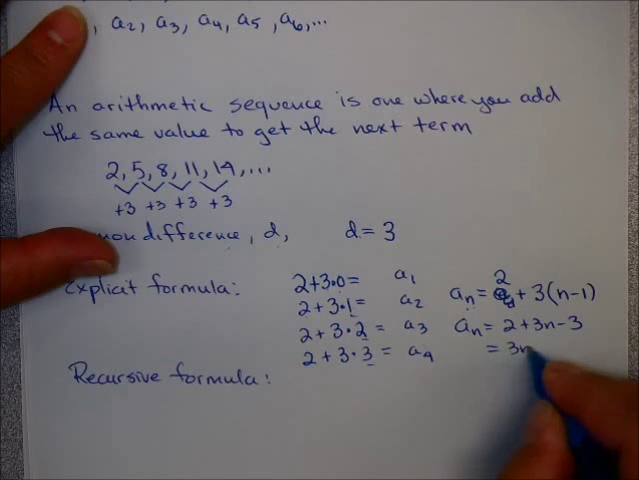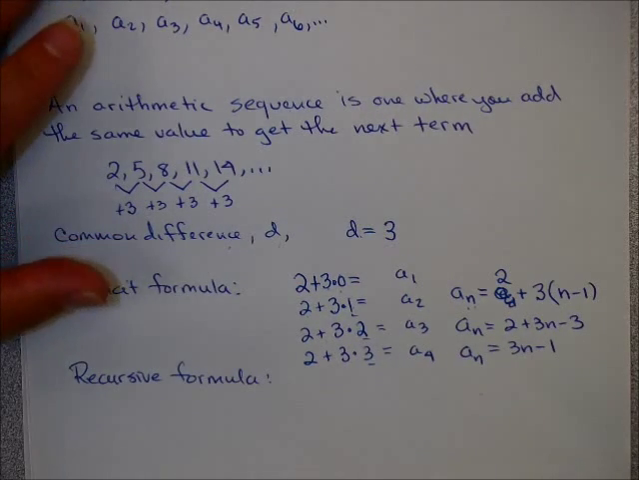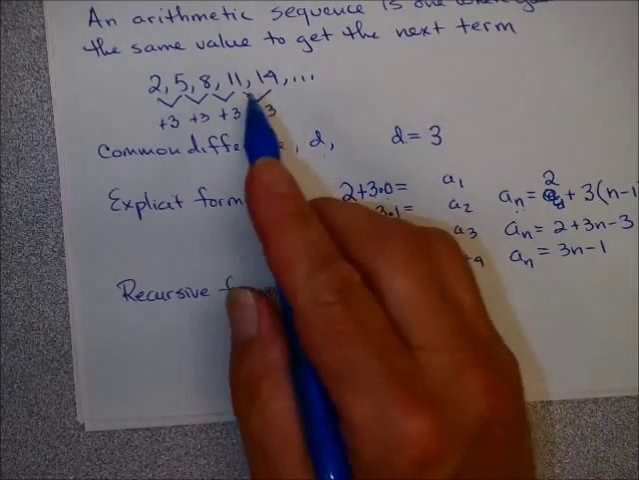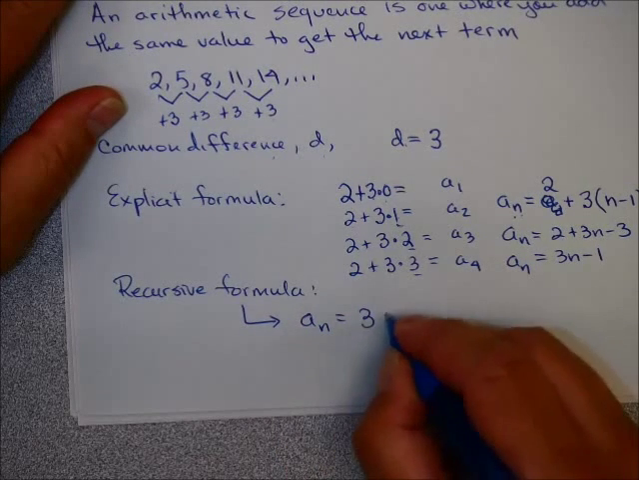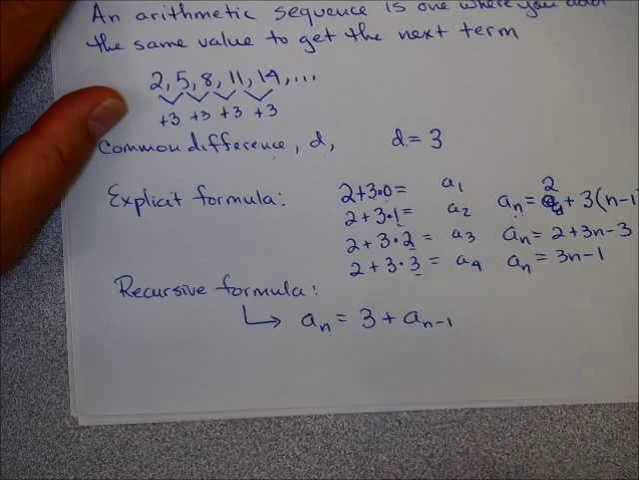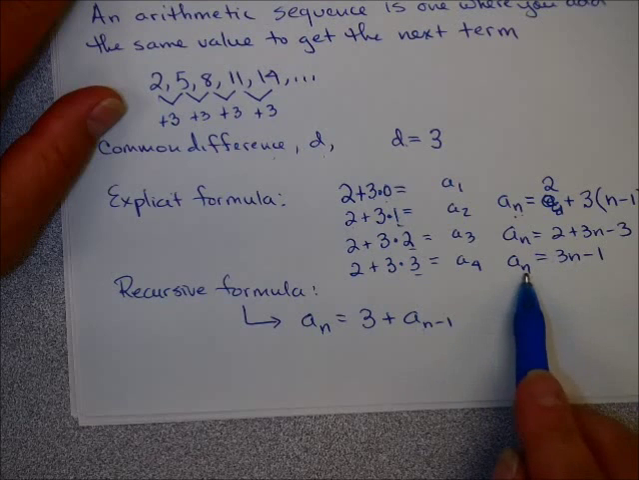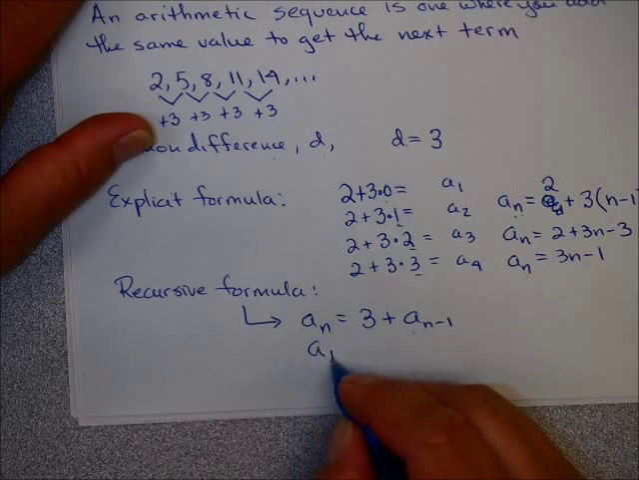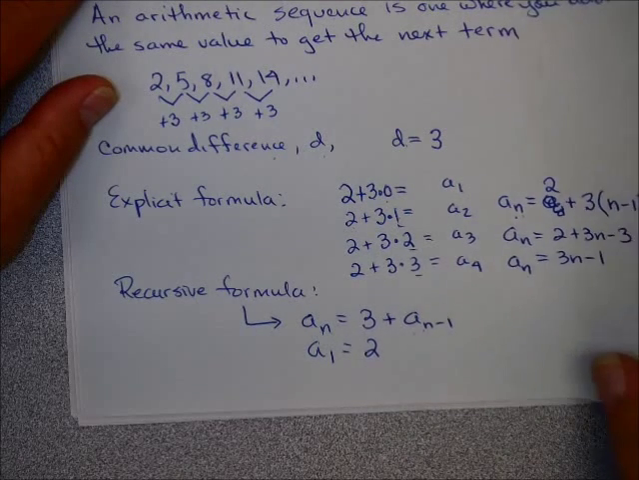Another way to write that is 3n minus 1. So that's called an explicit formula. It might be easier to think about what is called a recursive formula. One way to think about the sequence is the next term, a sub n, is 3 plus the previous term, right? This is called recursive because it's not defined in terms of a term number. It's defined in terms of the previous term. It's defined in terms of itself. Now, you also need a starting point, and the first part of this is a1 equals 2.